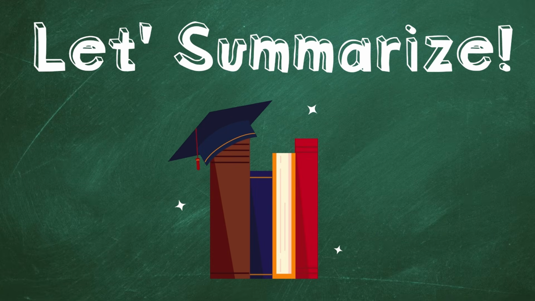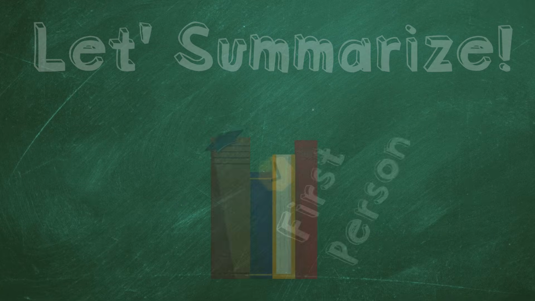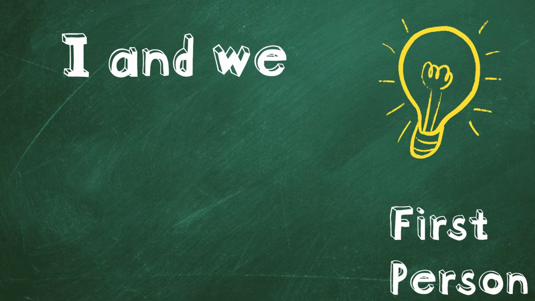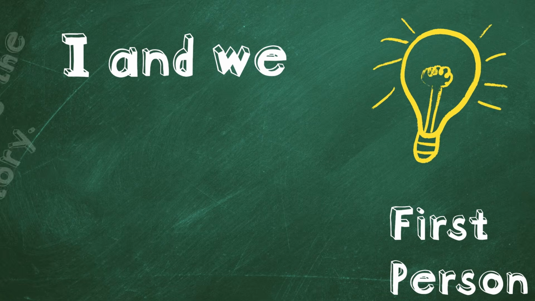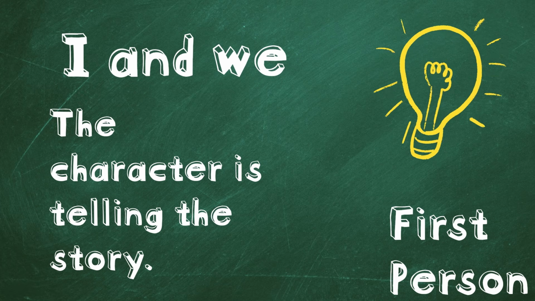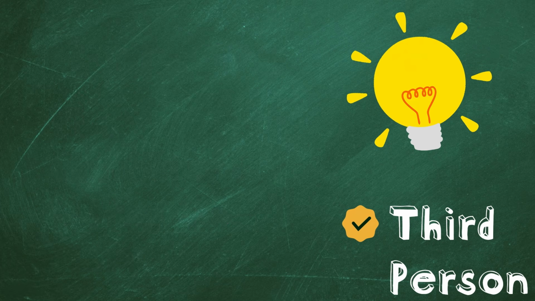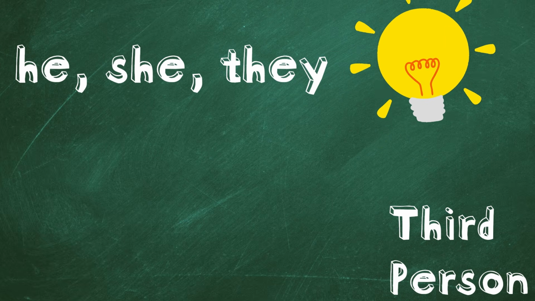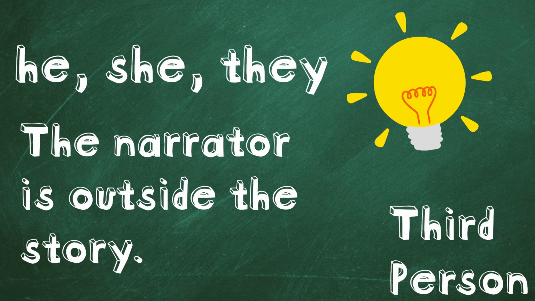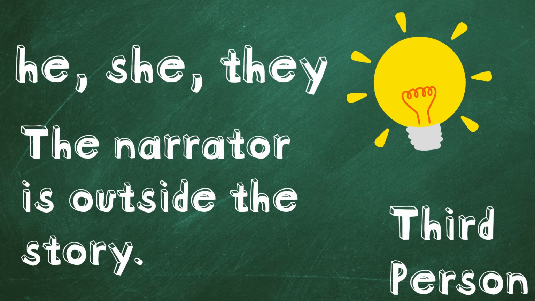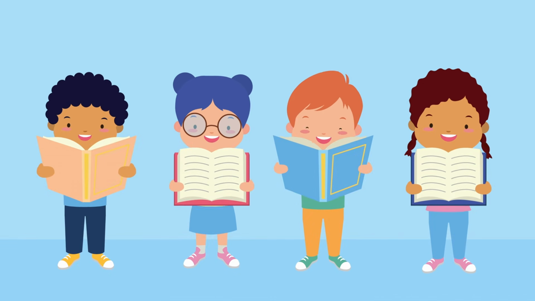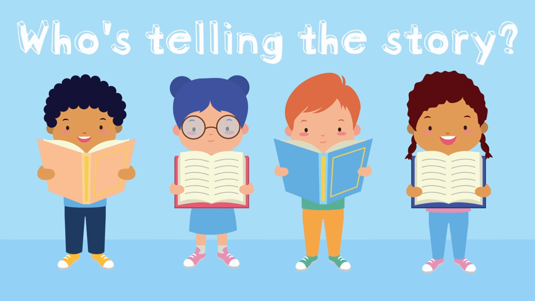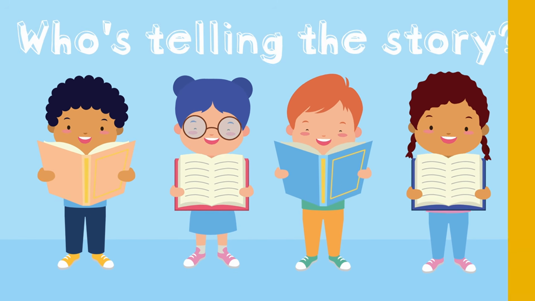Let's summarize what we've learned. First person uses words like I and we. The character is telling the story. Third person uses words like he, she, they. The narrator is outside the story. The next time you read, stop and ask, who's telling the story? That's the point of view.